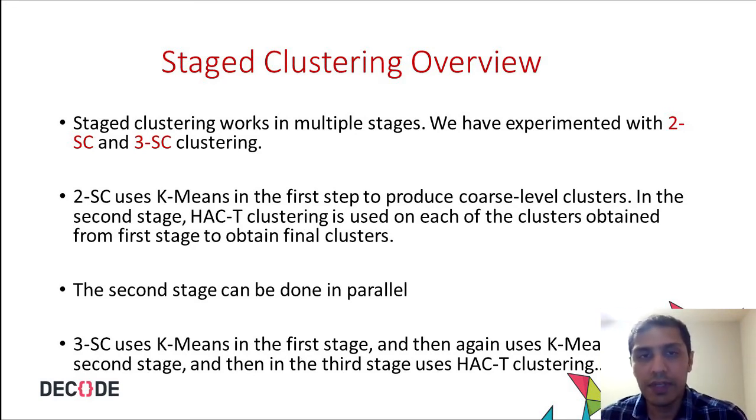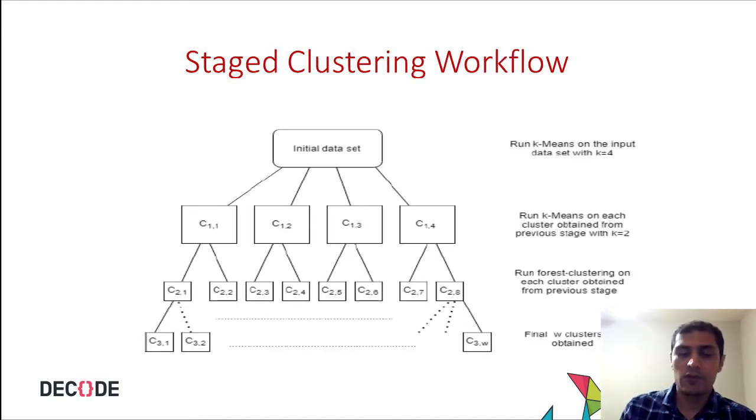So two-stage clustering will use k-means in the first step to produce coarse-level clusters. And the second stage, HAC clustering, is used on each of the clusters obtained from the first stage to obtain the final clusters. Note that the second stage can be done in parallel. A similar idea can be used to extend two-stage clustering to three-stage clustering. I'll illustrate more with this diagram.